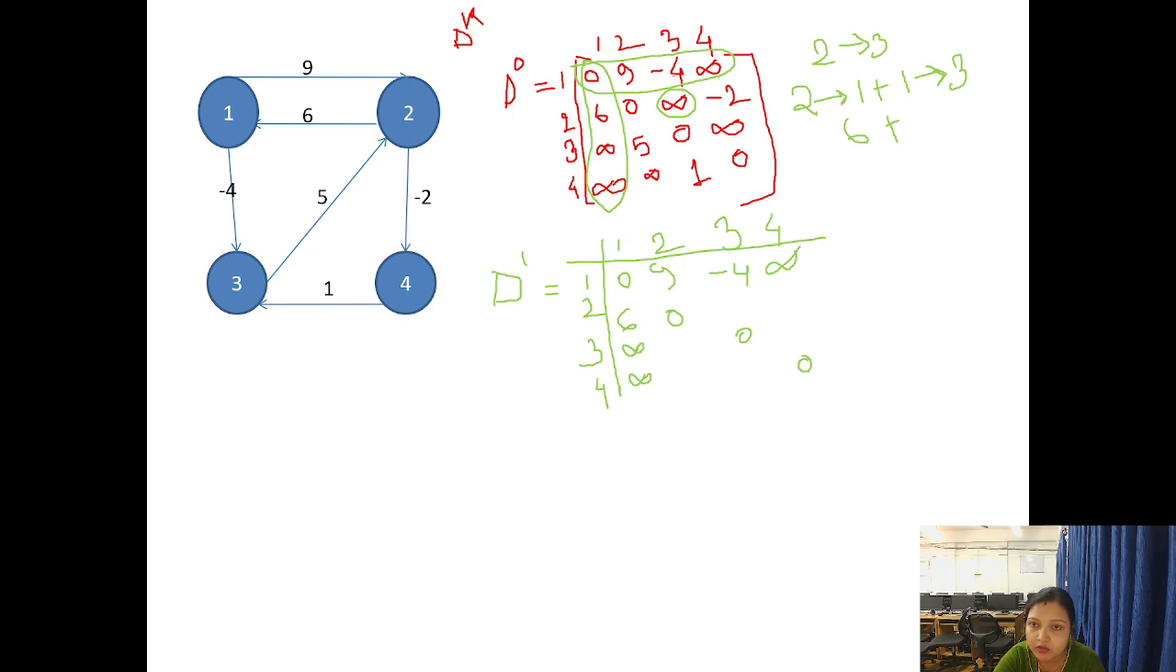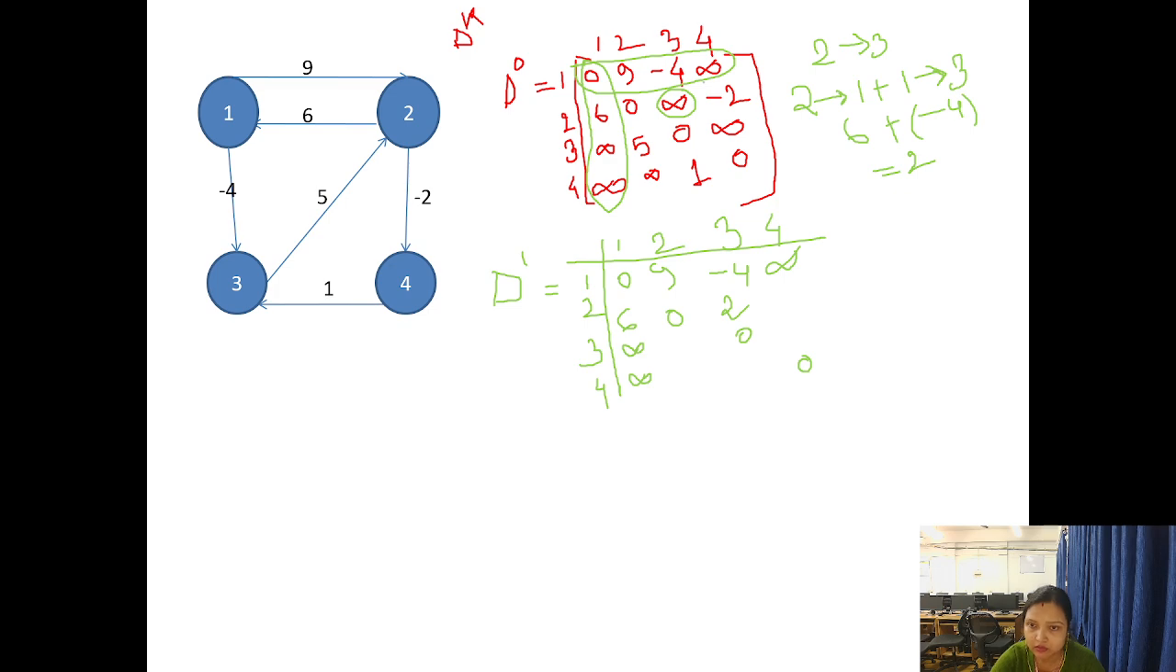6 plus 1 to 3. The value of 1 to 3, that means the path cost from 1 to 3, is minus 4. 6 plus minus 4, which is what? 2. Okay, 2. And earlier it was what? Infinity. So obviously 2 is minimum, lesser than infinity. So we will update with 2 only. Okay. Now you got the idea of how we are going to update it. So we will consider some via nodes.